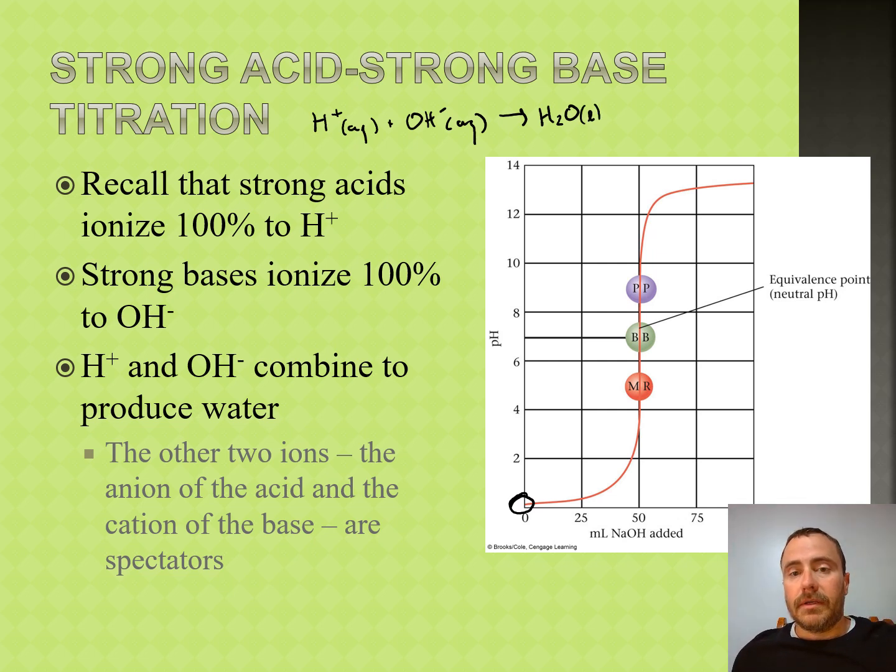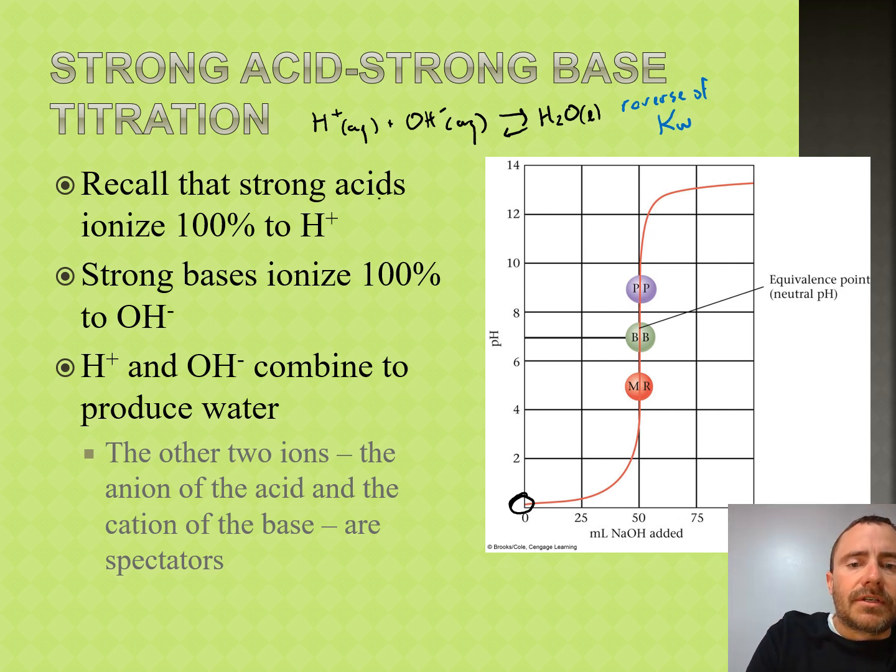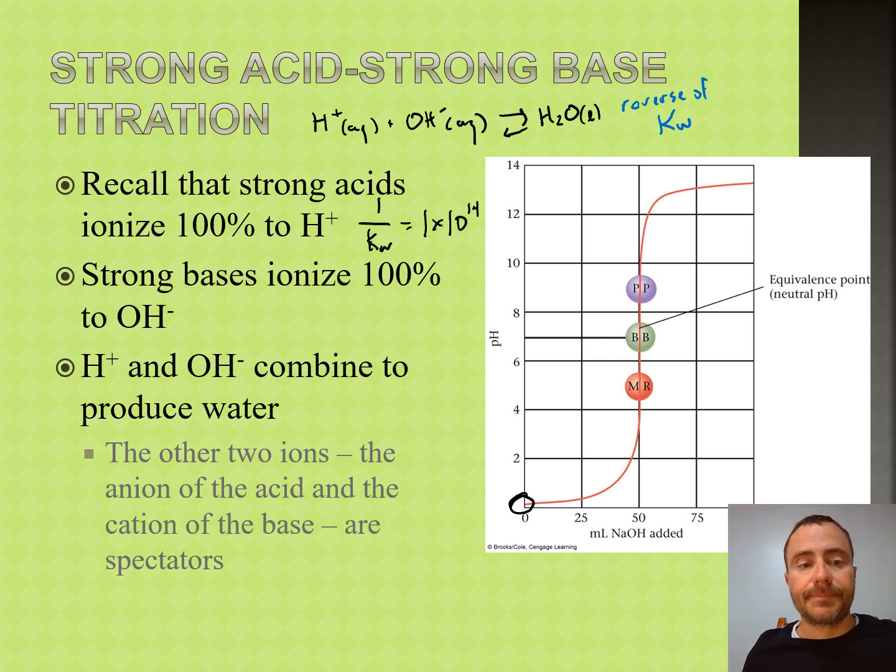All right, so we have this reaction, and really this is a little bit of an equilibrium reaction. Notice that this is the opposite, or the reverse, of Kw. So the K for this reaction would be 1 over Kw, which is 1 times 10 to the 14th. That's a really big number. That means that this equation basically goes to completion. Yes, there is some equilibrium there, but it basically goes to completion.